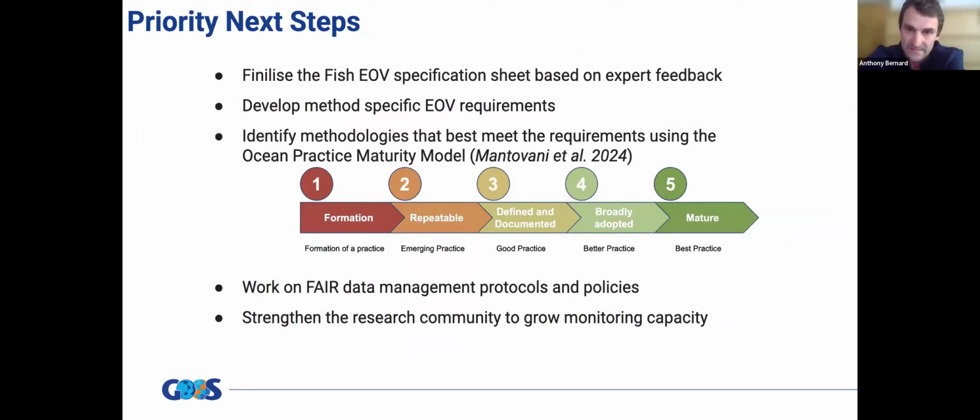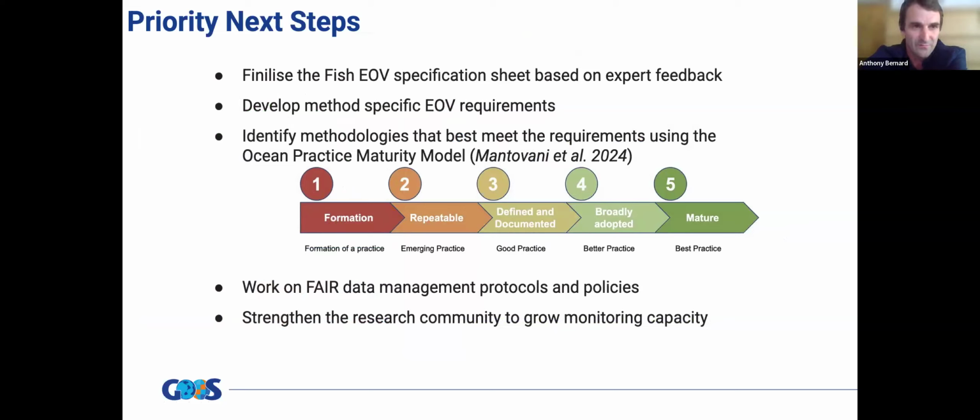So what are our next steps? We still need to finalize the specification sheets, taking into account our community inputs. There was a questionnaire that was distributed, and we received feedback from the broader community, and then we've had a series of expert workshops to try and identify how best to integrate the changes.